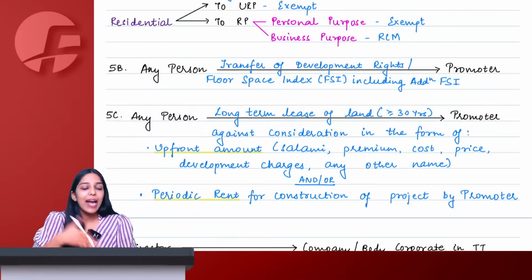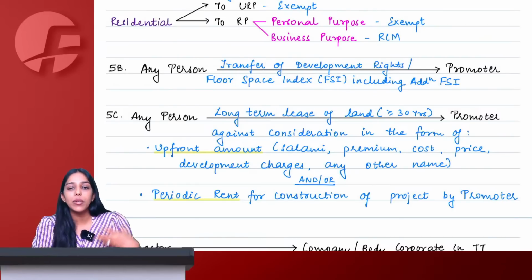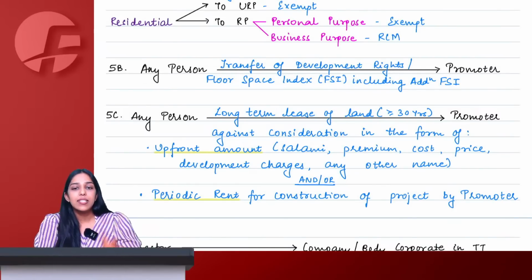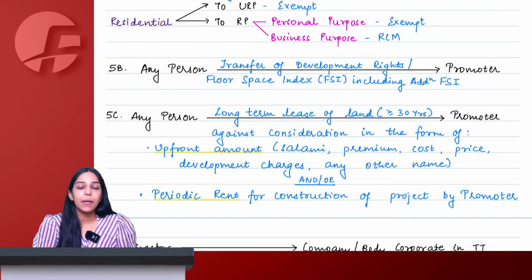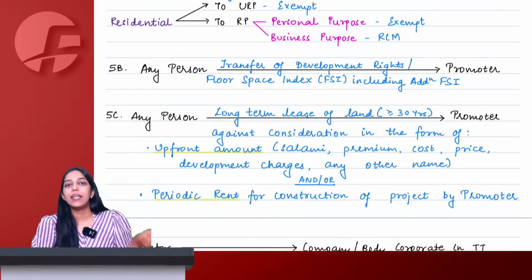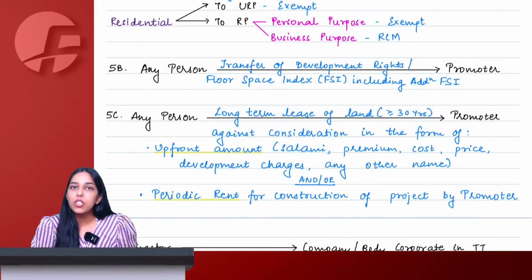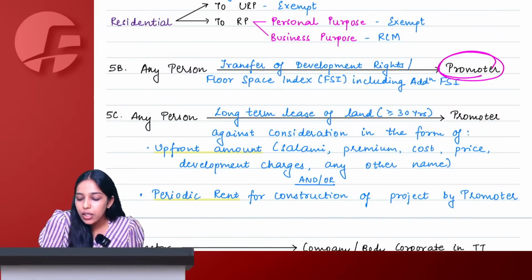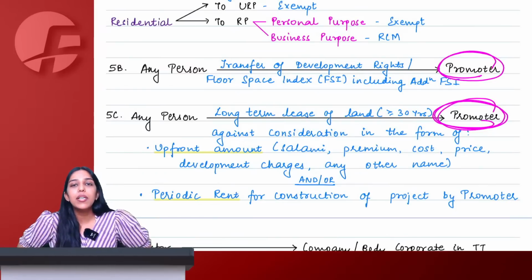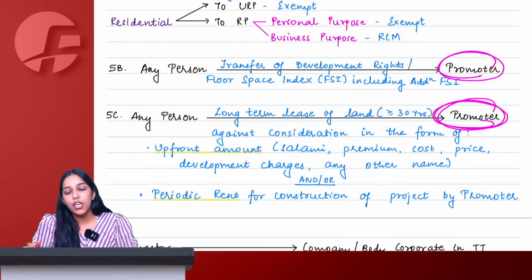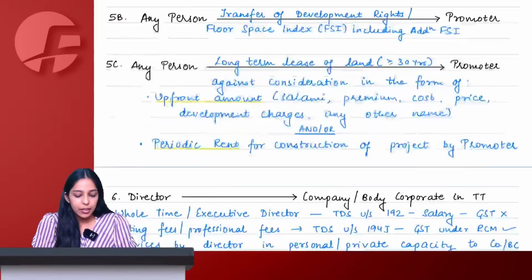In India, at multiple places, this kind of amount is known as lease somewhere, rent somewhere, development charges, salami, premium, cost, price; it can be named anything. Essentially, it is a payment that you are giving for a long-term lease or for transfer of development rights or floor space index. Then the promoter being the recipient, of course, we are small people, builders are big people, so builders will pay tax under reverse charge mechanism to the government, right?